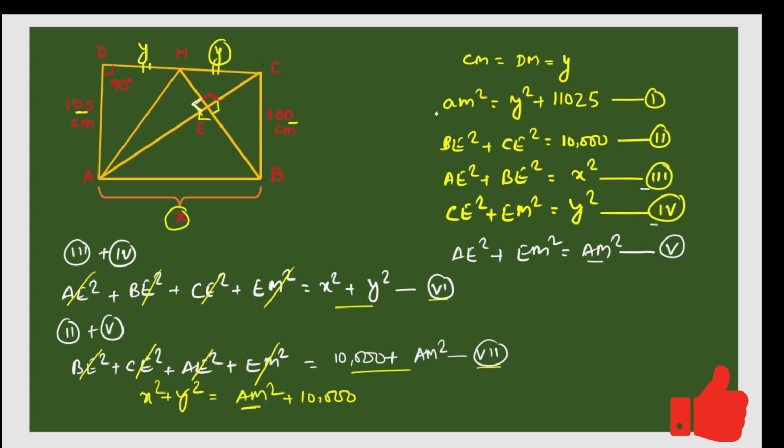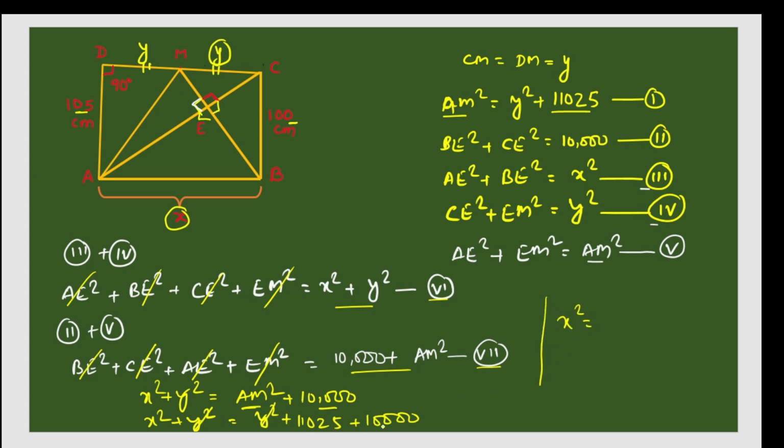Now the right hand side of this equation has AM square. In the first equation we calculated AM square. The value of AM square is Y square plus 11,025. Now we'll substitute AM square with this value, so it is Y square plus 11,025 plus 10,000. So on the left hand side we have X square plus Y square. Now Y square on the left hand side and right hand side cancel. So finally we have X square equal to 11,025 plus 10,000, which is 21,025.